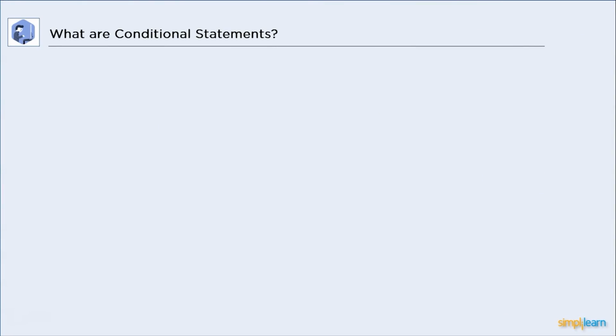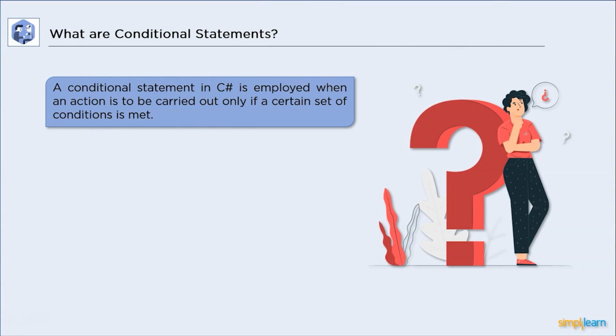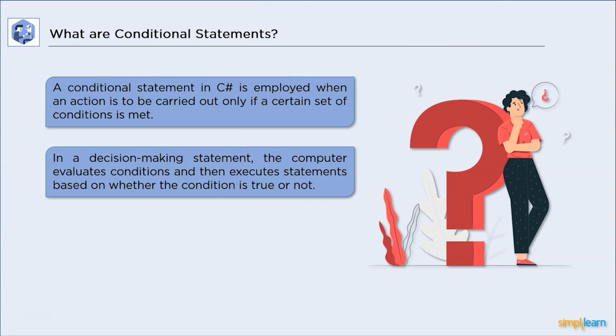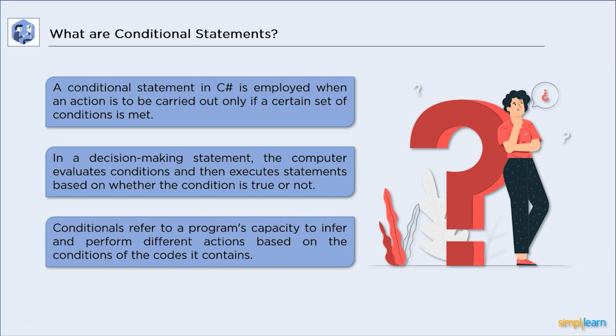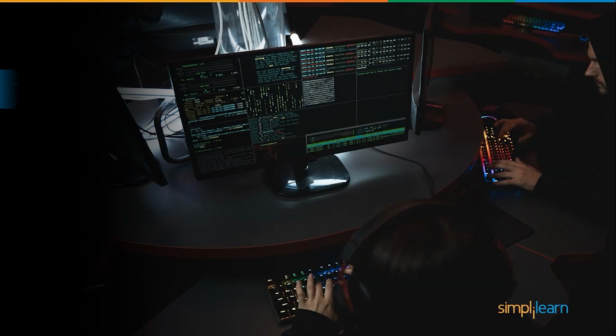Conditional statements in C# are used when we wish to perform a certain action based on a given condition. Decision-making statements necessitate a few conditions that the program may assess and a set of statements that can be performed if the condition evaluates as true, or another statement that can be run if the statement evaluates as false. Conditional refers to a program's capacity to infer and do various actions based on the conditions of the codes written in that program. Next up, let's discuss the types of conditional statement.